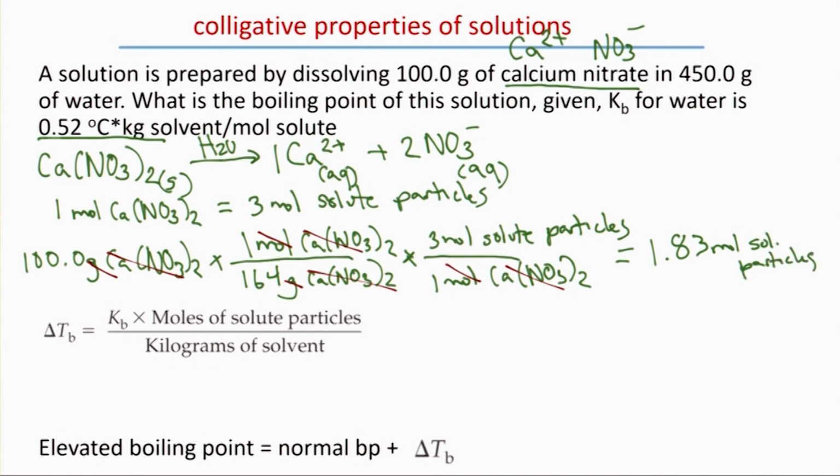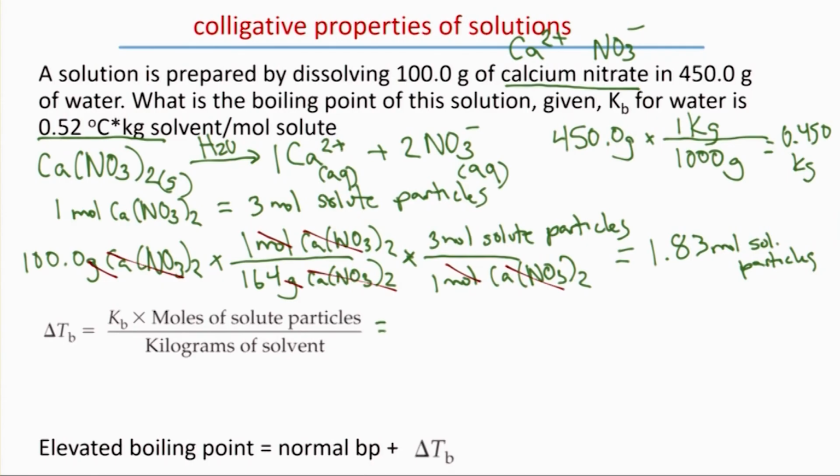All right, then on the denominator, we have to get to kilograms of solvent. Our solvent was the 450 grams of water. You should be able to do this in your head at this point, but just to make sure, we can all show it. Take your 450 grams, and we know in 1 kilogram, you can have 1,000 grams. So this just moves the decimal place over 3 spots to the left. We have 0.450 kilograms of water. All right, we now have everything we need to find that change in temperature.